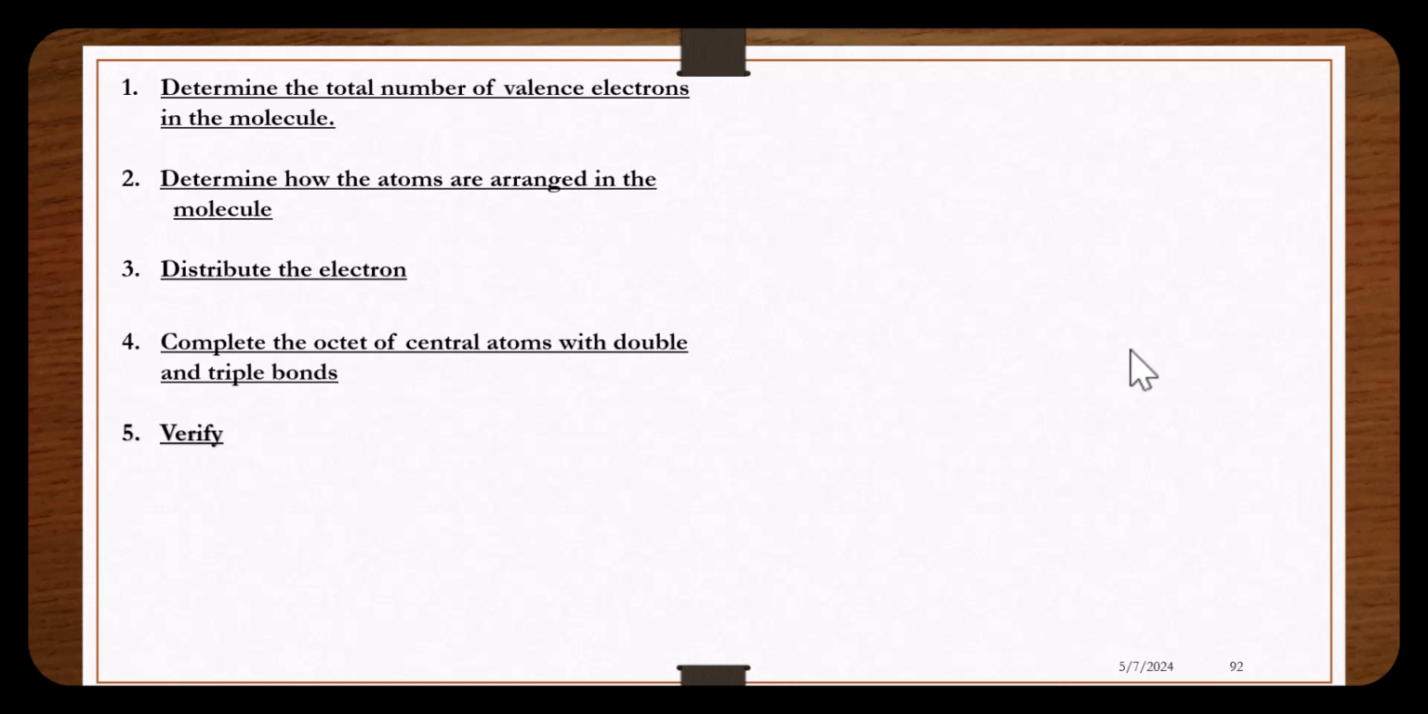The third step is to distribute the electrons. The fourth step is to complete the octet of the central atoms with double and triple bonds. And the last and most important step is to verify the molecule is correct. Let's run through these steps with a couple molecules to get comfortable with how these steps work.